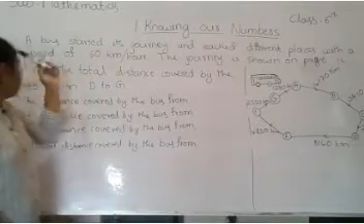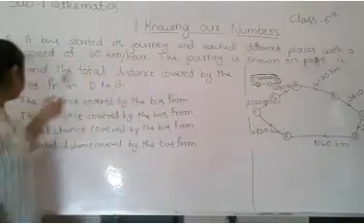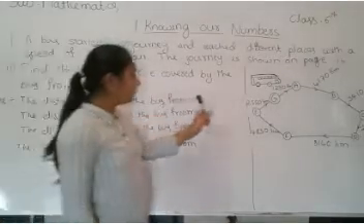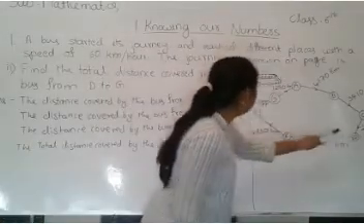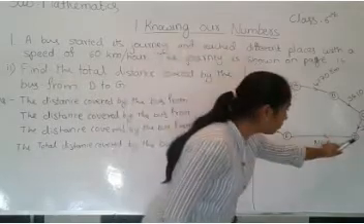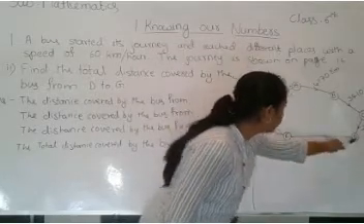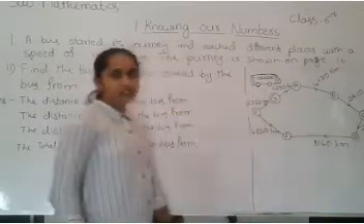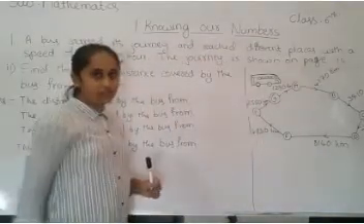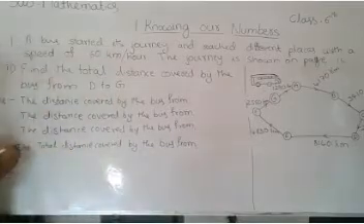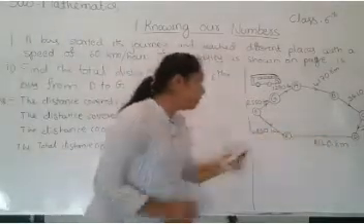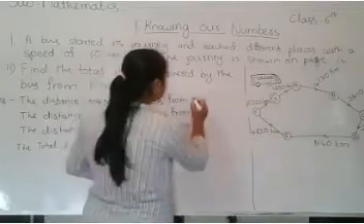Our second question is: find the total distance covered by the bus from D to G. Same as the first question. The distance covered by the bus from D to G means we have to find the values in kilometers: D to E, E to F and F to G. We have to add these kilometers.